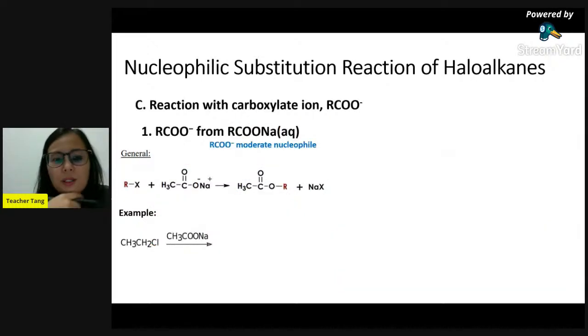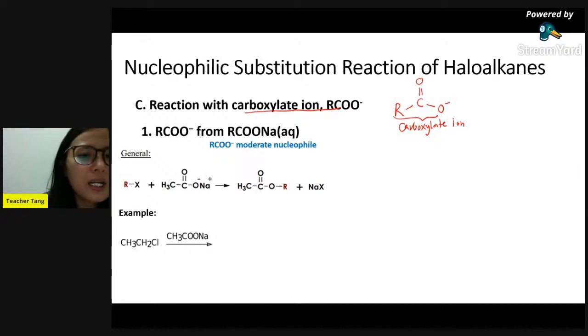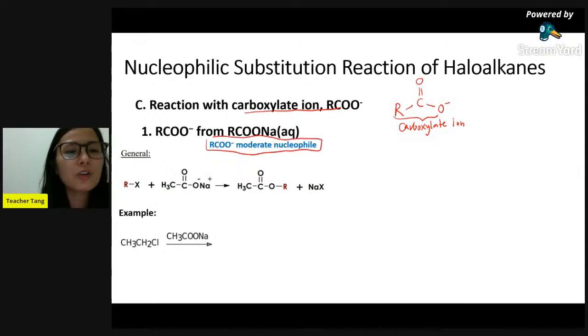So now we move on to look at nucleophilic substitution on haloalkane, which can also occur by using carboxylate ion. So this is the carboxylate ion. If you draw it out, basically it is like this: C double bond O, O minus. This is the carboxylate ion. Carboxylate ion is just a moderate nucleophile, meaning not too strong, not too weak.